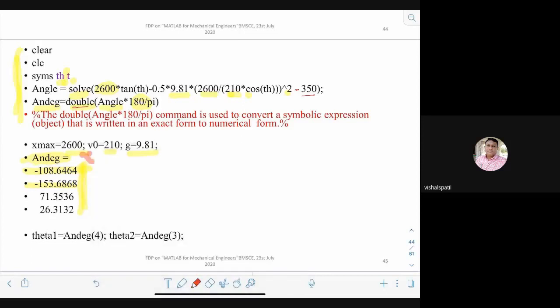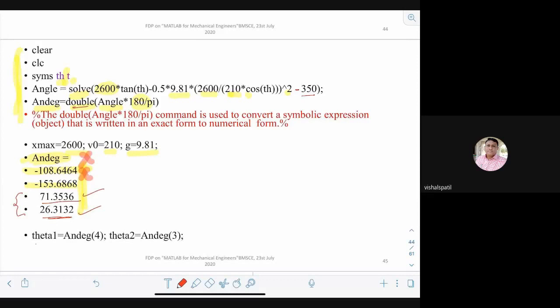It's not acceptable. Okay. And therefore I'm left with only these. So once you know the output, you need to take only the 2 values at which I need to fire the projectile. One is 26 degrees, the other one is 71 degrees. So you can easily get it. Therefore, you define the 2 angles.